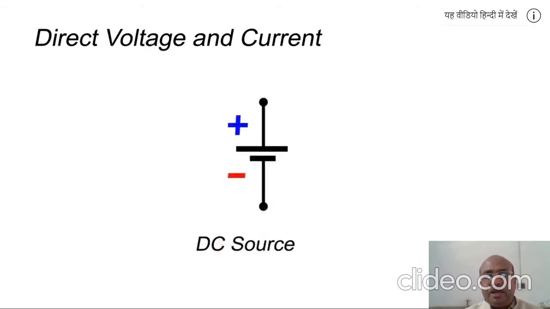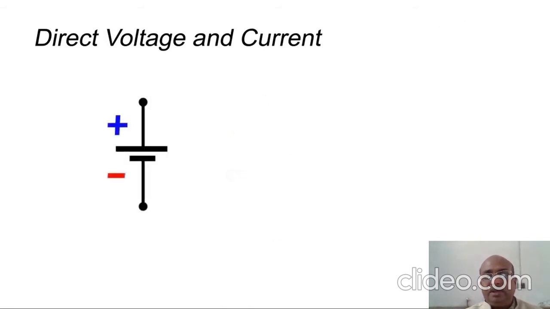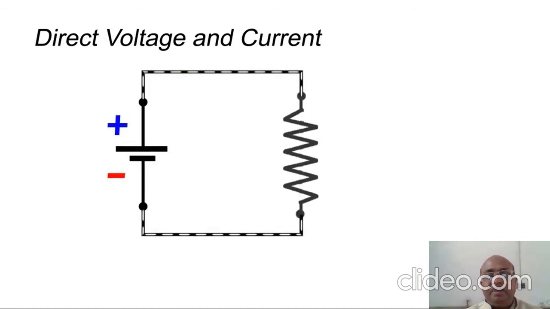So if we take a DC source, the polarity is fixed. The positive terminal and negative terminal don't change their poles with respect to time. They remain the same, as the case was different in our alternating voltage and current.